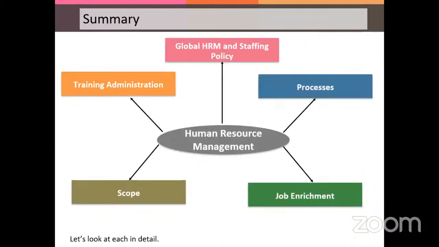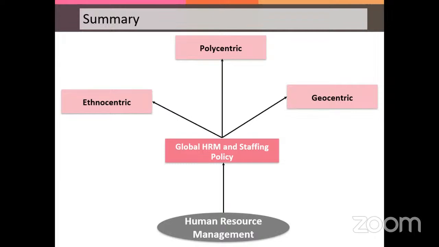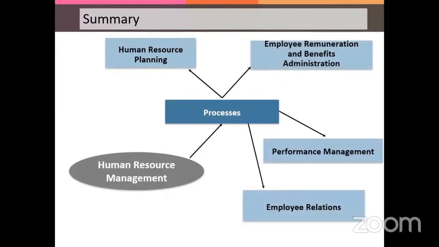Now, in summary, in the context of what we've dealt with today, we've dealt with human resource management in terms of scope, training administration, global HRM and staffing policies, HRM processes, and job enrichment. Under global human resource management and staffing policies, we dealt with the ethnocentric, polycentric, and geocentric. On the human resource management processes, we dealt with human resource planning, employee remuneration and benefits administration, performance management, and employee relations.